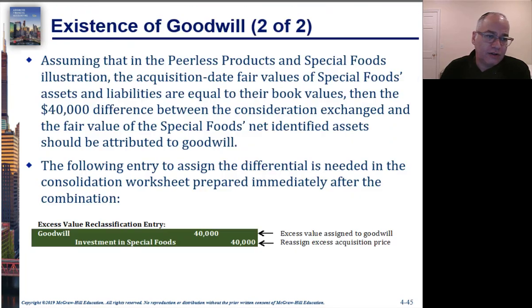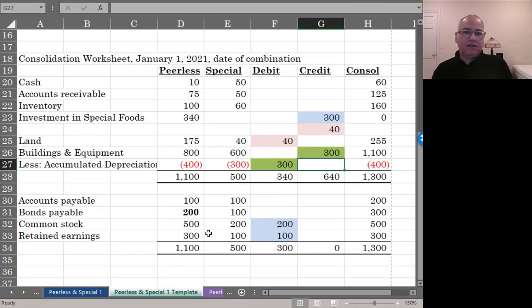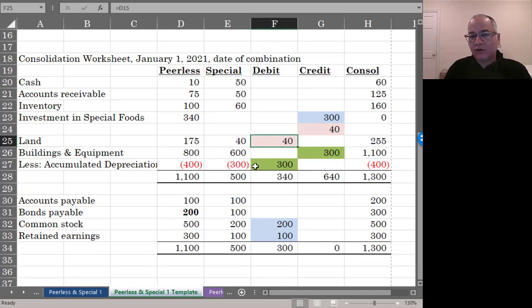I'm showing it to you here on the PowerPoint slide, but let me show it to you in Excel. Let's say that it had been goodwill instead of land. Then instead of adding $40,000 to land over here, you'd make a separate line for goodwill, and you would make that for goodwill. And we're going to do that in the next example.